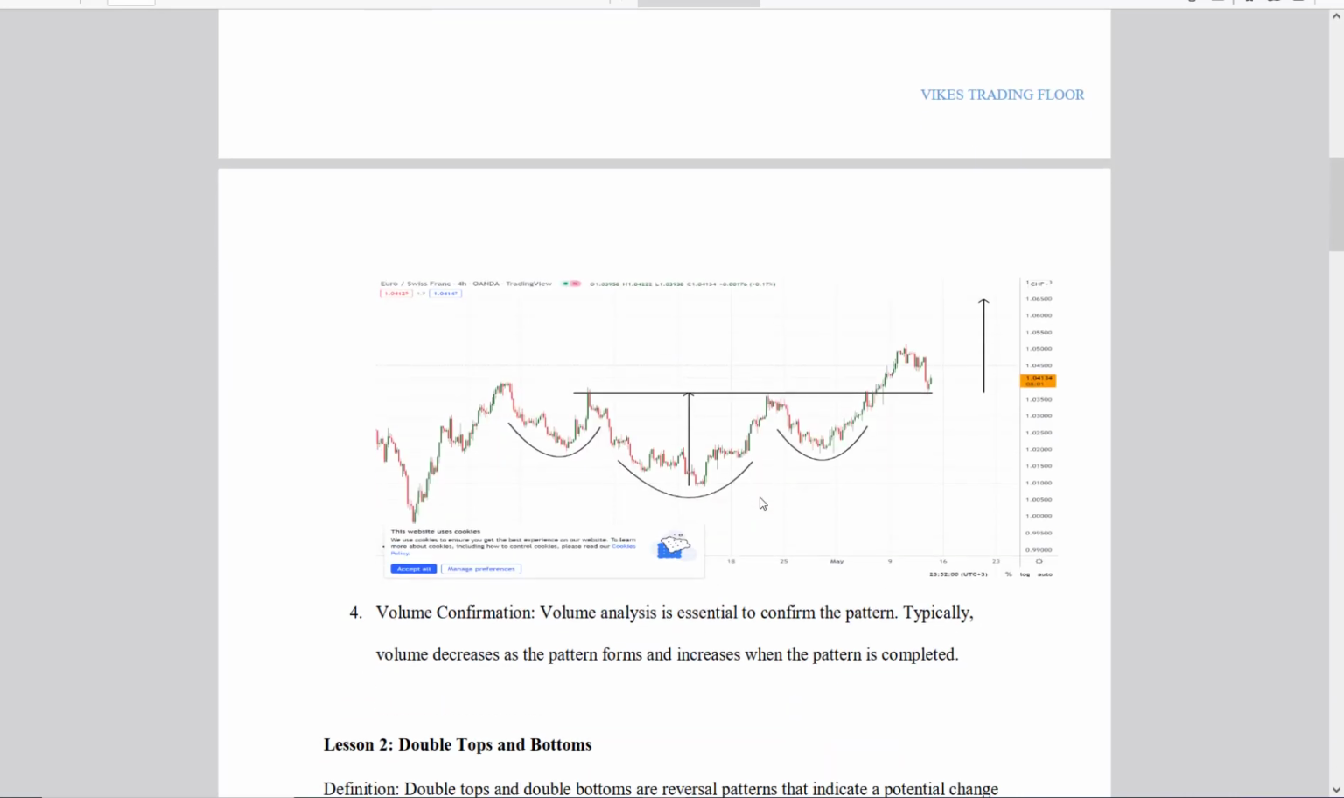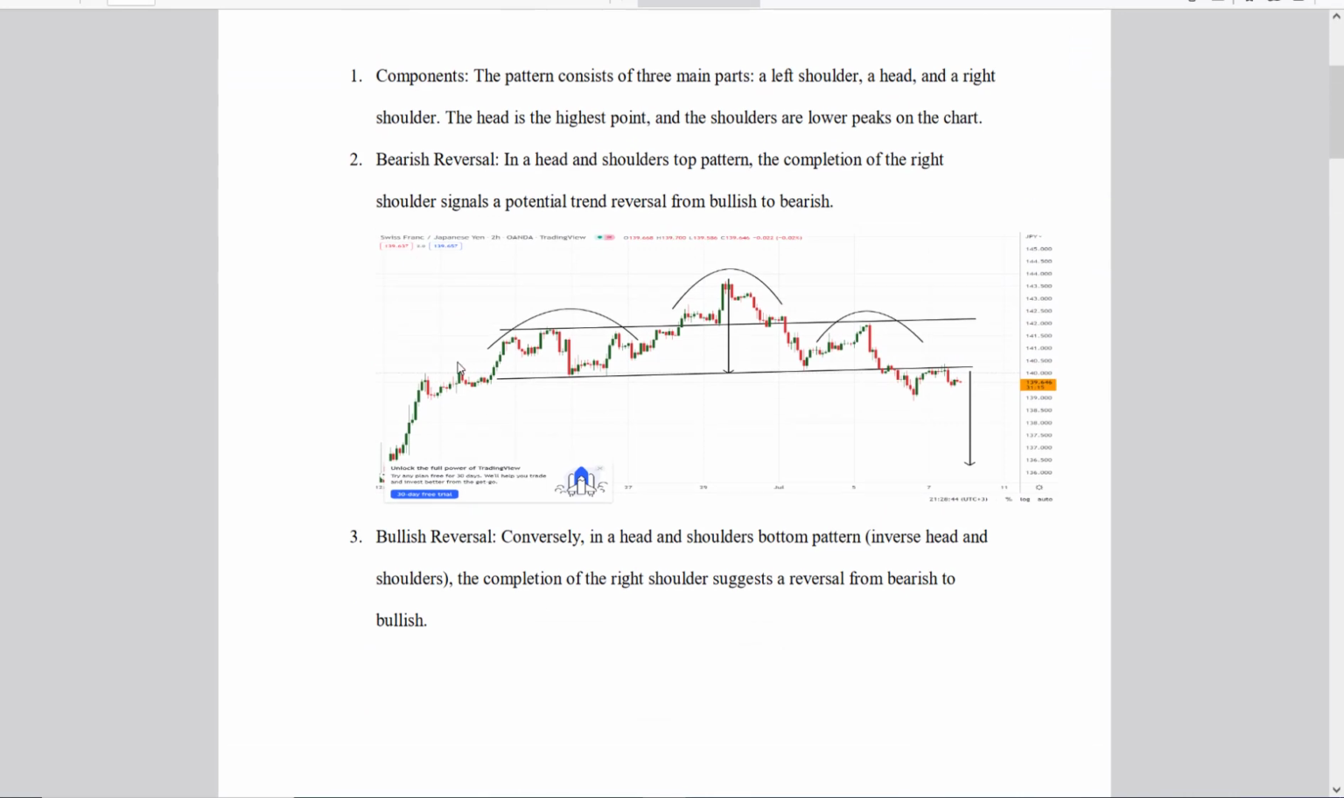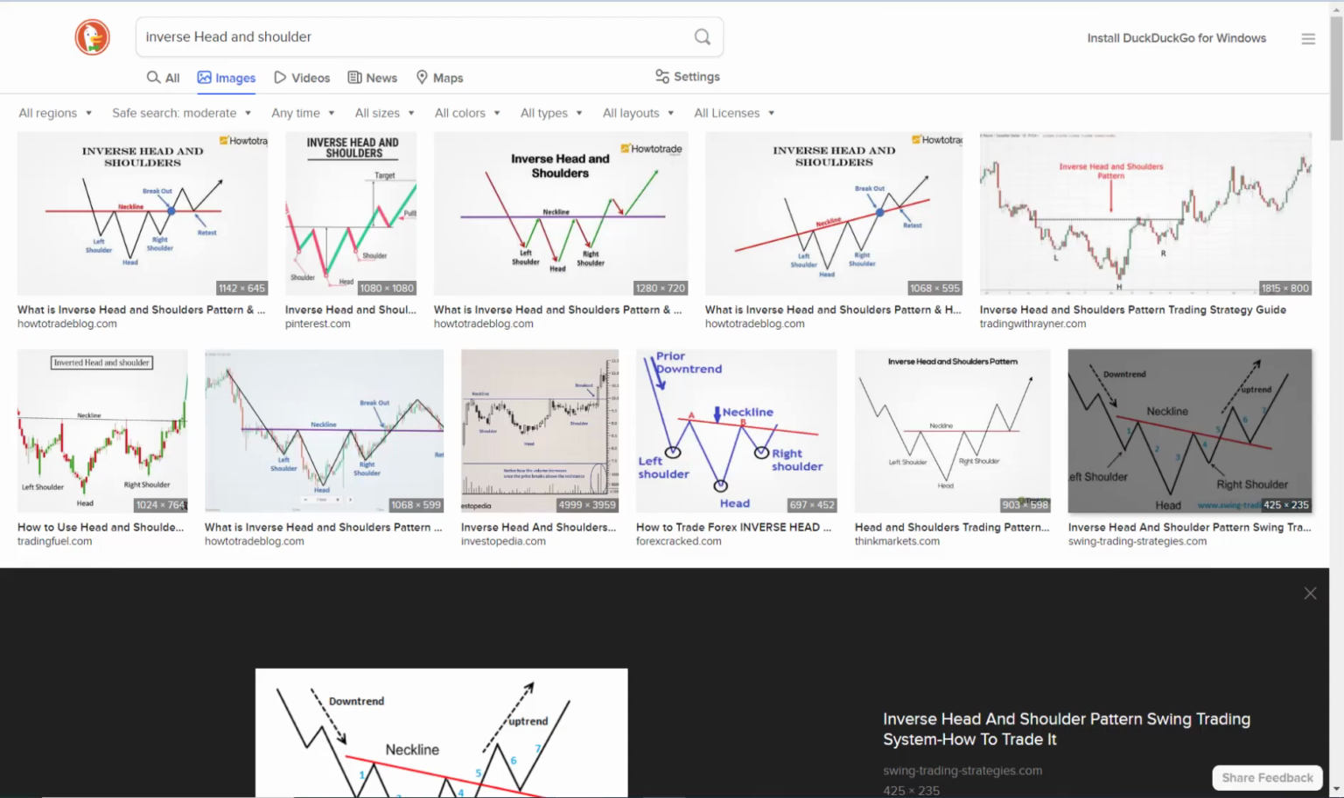So I hope now you've understood the ideology behind the head and shoulder and inverse head and shoulder. Now I wanted to show you some examples of inverse head and shoulder. Remember, it's not always a textbook setup. Your eyes must get used to seeing such patterns so that you can determine a clean inverse head and shoulder.